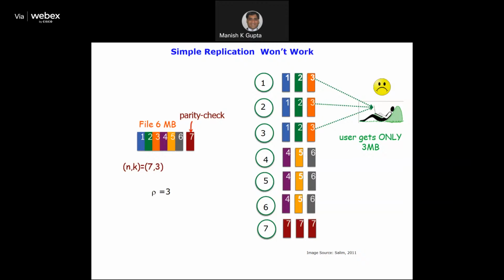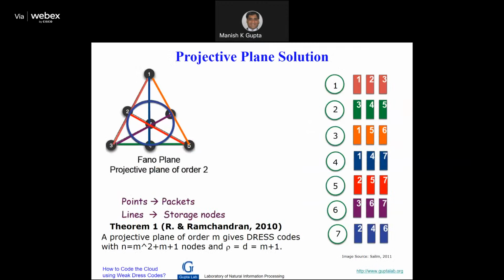Smart replication. You remember this picture? 7 lines, each line containing 3 points, and through each point 3 lines pass. Now you see that lines correspond to storage nodes. So for example, node 1 has packets 1, 2, 3. This node has packets 3, 4, 5, and so on, right? The whole configuration.